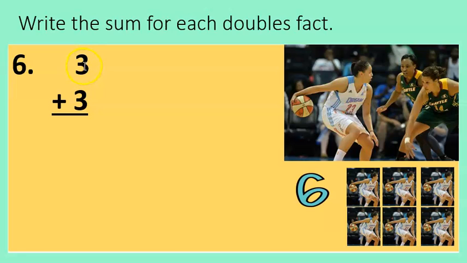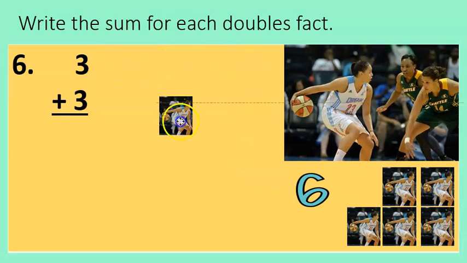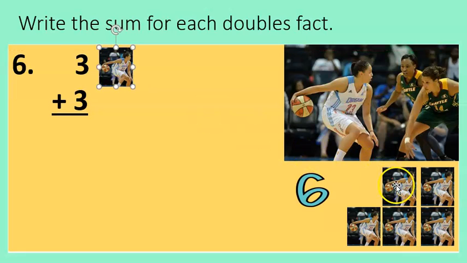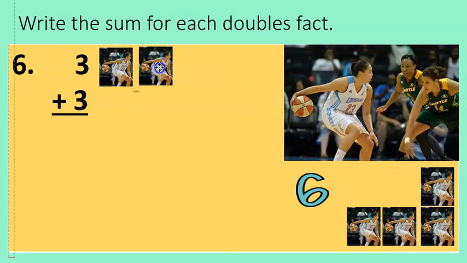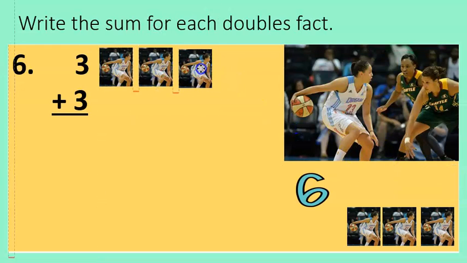Now, we have a 3 here, so we need 3 of our basketball player right here. Okay, so let's get 3 of our basketball players here. 1, 2, 3. Now look at that. We have 3 basketball players at the top, because that represents that number. Now we need 3 more basketball players at the bottom.